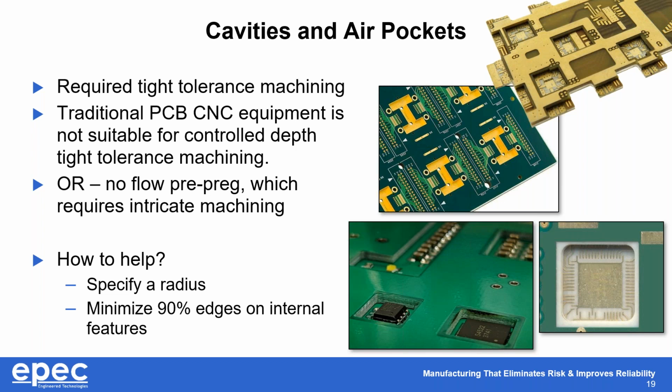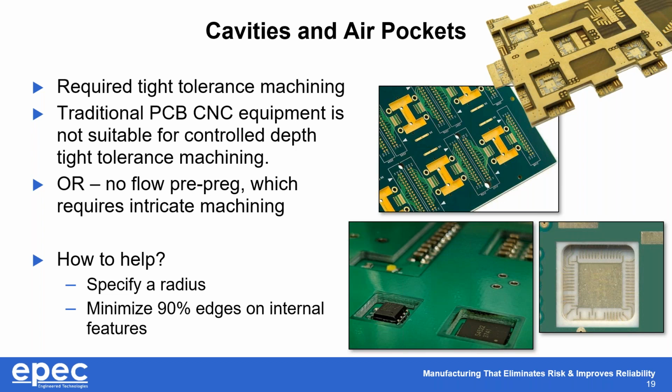Cavities and air pockets are becoming more and more commonplace all throughout the printed circuit board world. Usually these cavities and air pockets require some tight tolerance machining, whether it's a controlled depth or the type of tolerances that go along with machining, like down to a thou. Many of them also require, in certain instances, a no-flow prepreg because we have to do a couple of lamination cycles, and that also requires intricate machining.